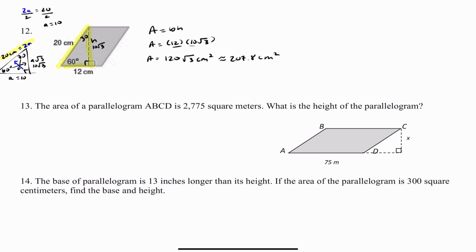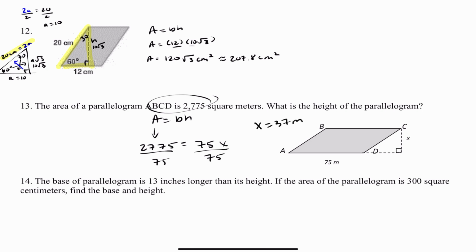Number 13, the area of a parallelogram ABCD is 2,775 square meters. What is the height of the parallelogram? So we're working backwards on this one. The area of the parallelogram is A equals base times the height. So the area is actually given. It's 2,775. So 2,775 equals the base of the parallelogram, which is 75, and then our height is x. So we just have to divide both sides by 75 here in order to find the height. So x is equal to 37 meters. There you go.